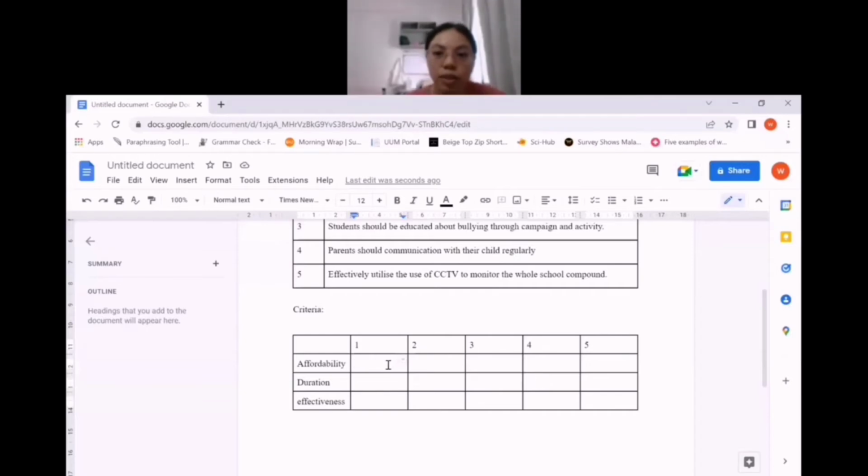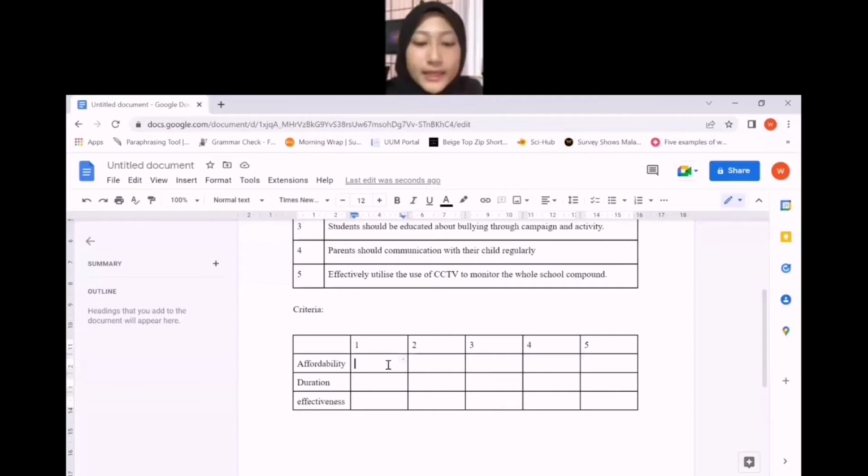Can you explain it? Okay, for my solution, for the criteria, the affordability is high. This is because it's not costly at all, because we just need teachers or body guards to monitor the places that we call hotspot places where bullying is happening. For duration, I think it will be long because the supervisor who is monitoring the hotspot places needs to check each of the places from time to time because we don't know when bullying will happen.